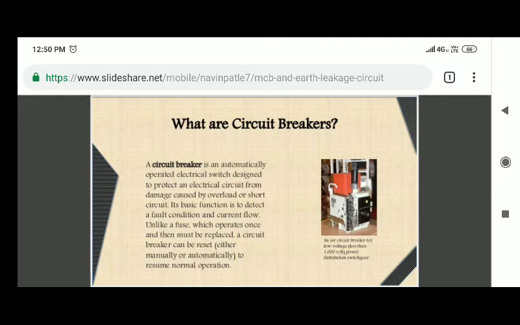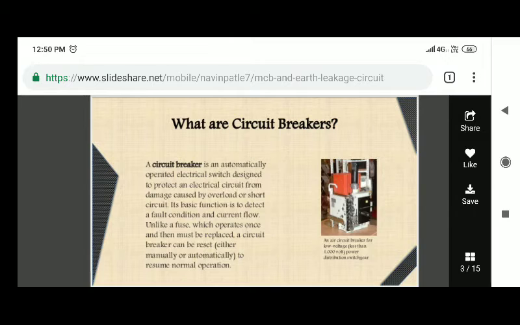In older days, we were using the fuse in the circuitry, but nowadays we are using the circuit breaker because a circuit breaker can be reset automatically or manually. We do not need to change the circuit breaker, we just reset it. In older days, we had to change the fuse and replace it again. So nowadays circuit breakers are used.